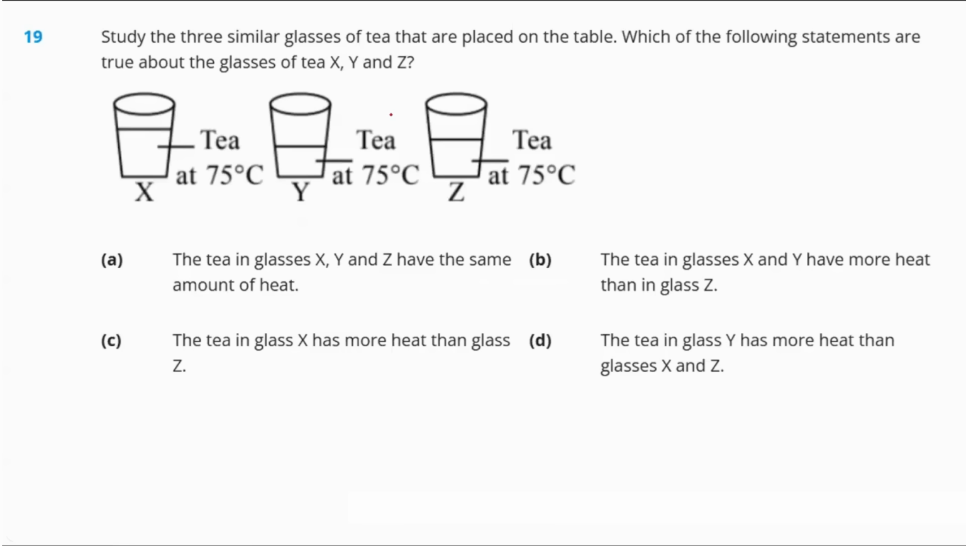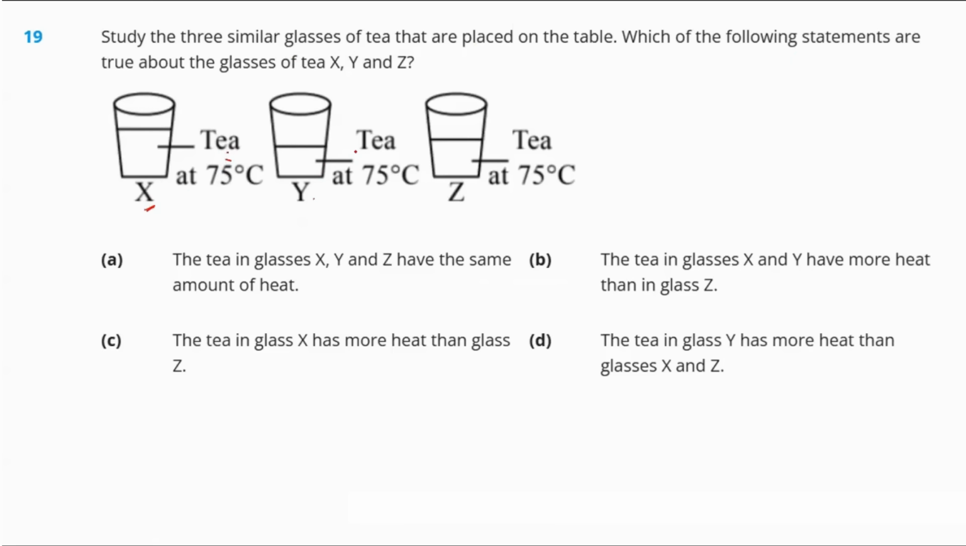Question number 19. Question number 19 says, study the three similar glasses of tea that are placed on the table. Which of the following statements are true about the glasses of tea X, Y, and Z? So in option X, it is tea is more and at 75.